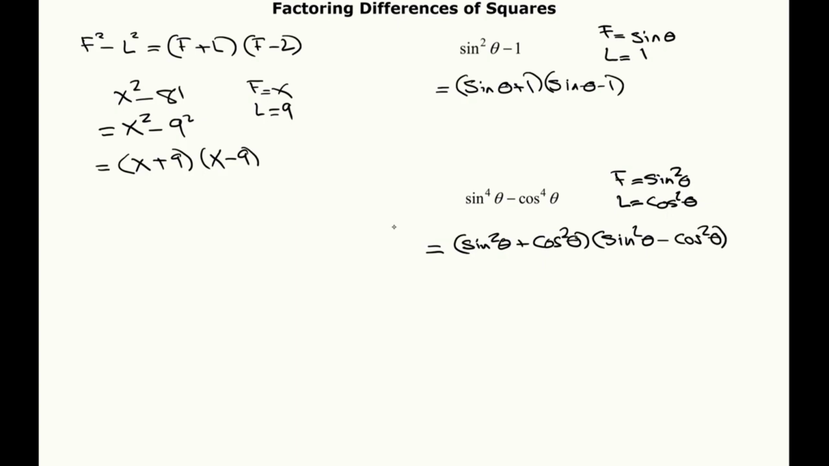And of course, we know that the first quantity here is just going to be 1. So we just get 1 times that expression. So we're just going to get this expression. Again, remember, this is 1. So now we end up with sine squared theta minus cosine squared theta.